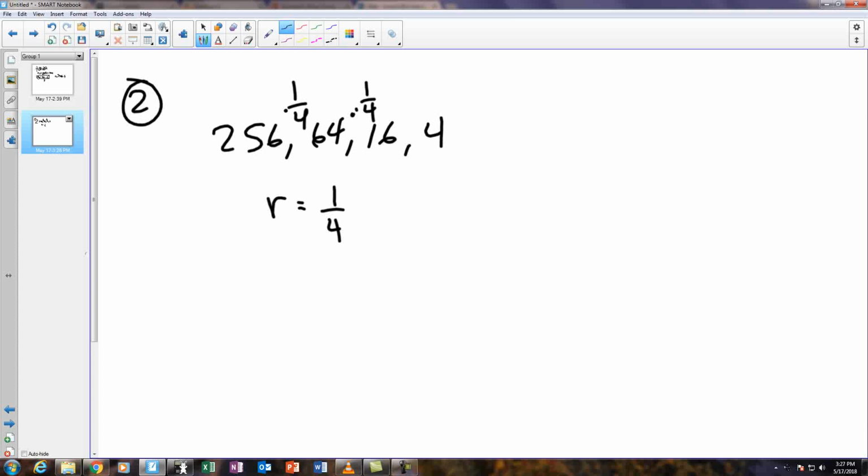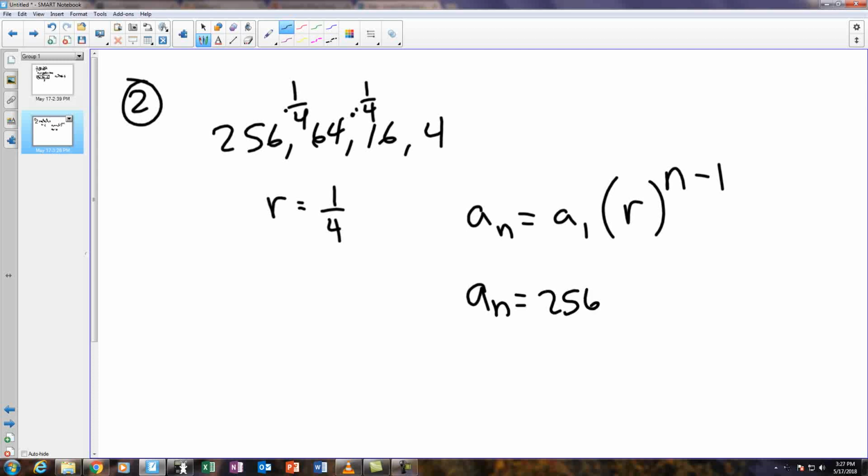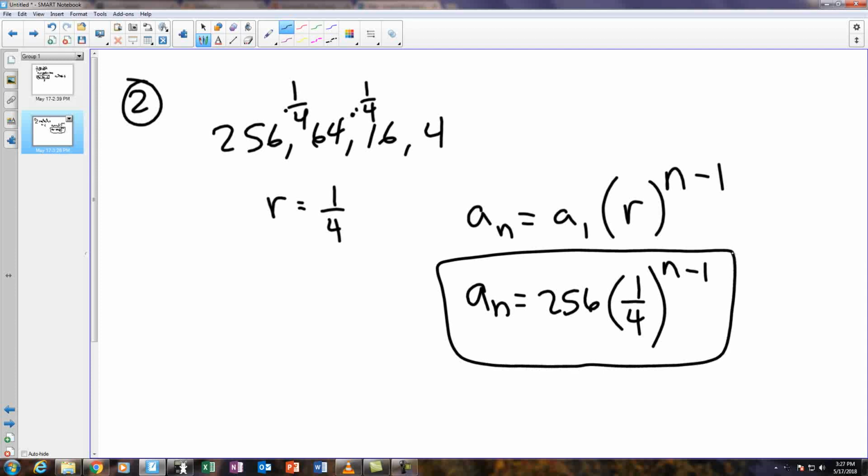And the formula for a geometric sequence like this is a sub n equals a sub 1 times r to the n minus 1. And so our formula would simply be the first term, which is 256, times the value we keep multiplying by, which is 1/4, to the n minus 1. And that's our formula. There's really not a second way. That is the way to build those.